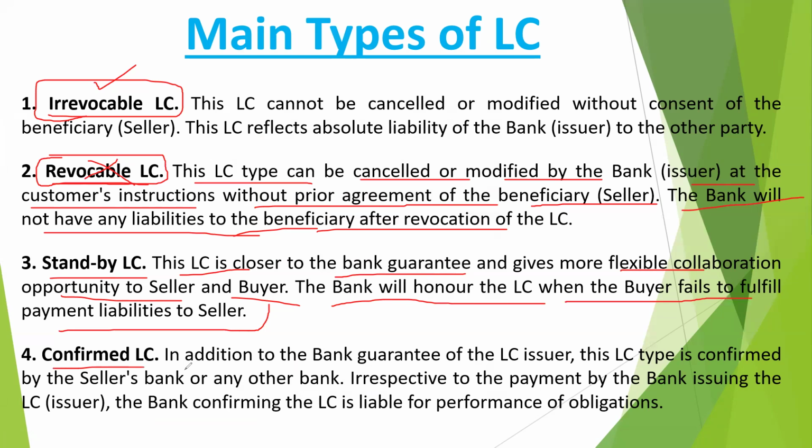Okay. Next is confirmed LC. So in addition to the bank guarantee of the LC issuer, this type of LC is confirmed by the seller's bank or any other bank. As I told you earlier, a confirming bank will be there. So suppose the main bank of that party is not of good repute. Then he will demand a confirming bank. Okay. So irrespective of the payment by the bank issuing the LC, the bank confirming the LC is liable for the performance of the obligation. Okay. In that case the issuing bank is also liable and the confirming bank will also be liable. Okay.